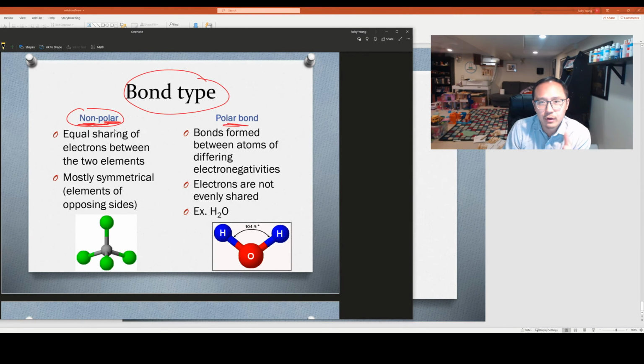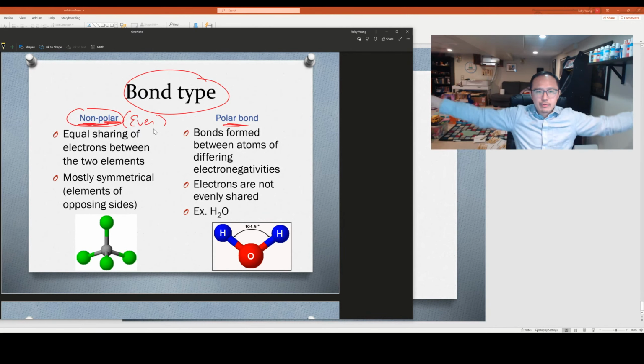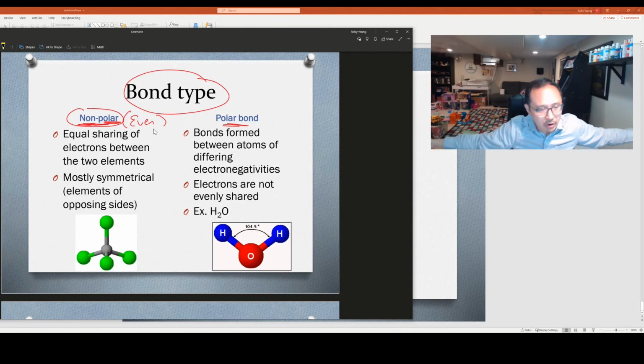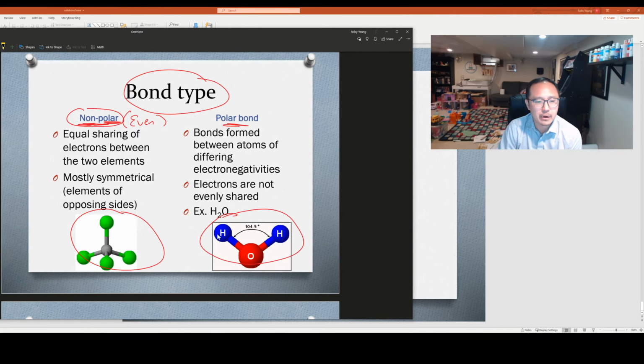Whereas a non-polar bond, that means non-polarized, right? If it's not polarized, that means it's even. So this is like even. Everybody gets the same sharing, right? If we hold hands, everybody's tugging at the same strength. That's a non-polar bond. The key thing about that is that polar bonds and non-polar bonds, they don't mix.